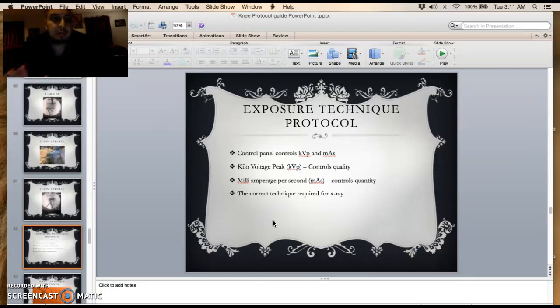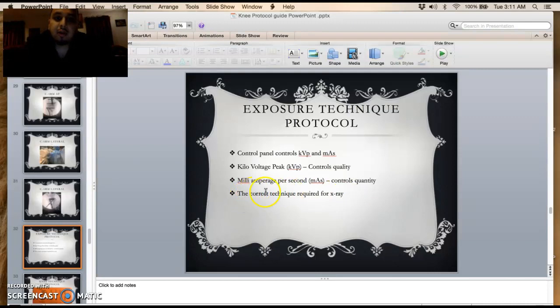So we talked about all the views, all the different projections and different departments here, but we need to talk about how they're formed, and that's usually done by the control panel, which controls the KVP and mAs. KVP is basically the kilovoltage peak, which basically controls the quality of the image, and mAs is milliamperage per second, which controls the quantity of the image.